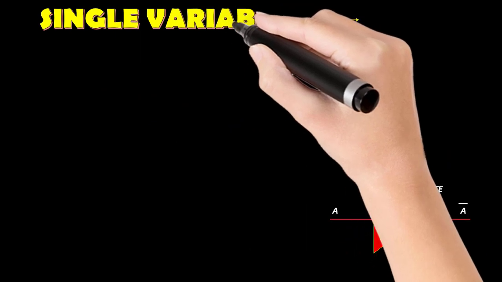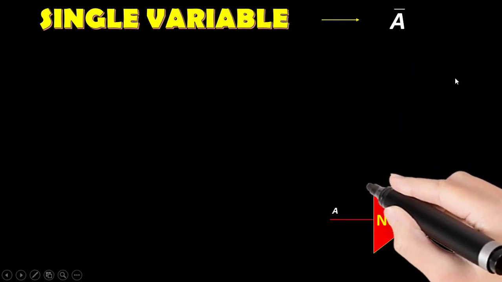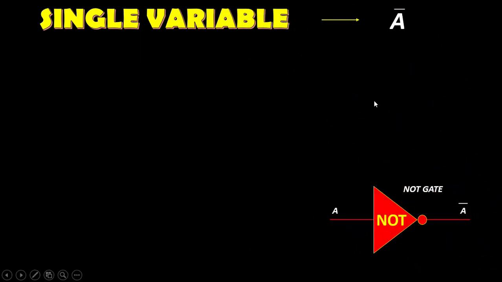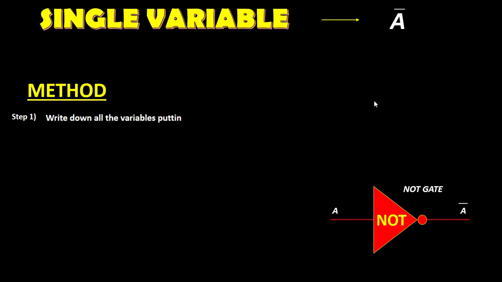Let's start by drawing the truth table for a single variable, not a. Now I'll show you the method that I use. So step 1, we write down all the variables we are working with, putting them in their own column. So we have a single variable up here. So let's put a in its own column.